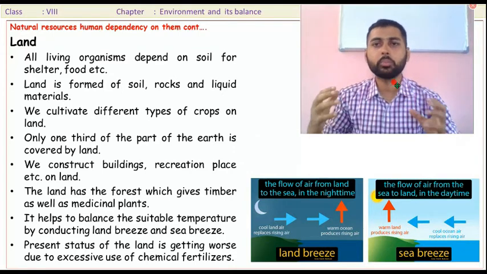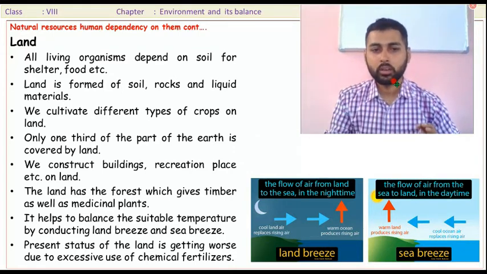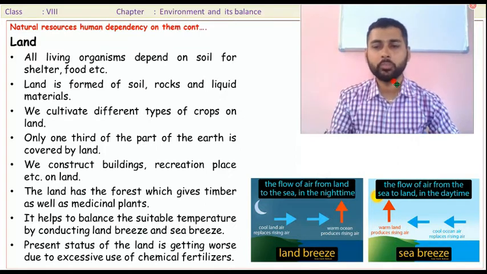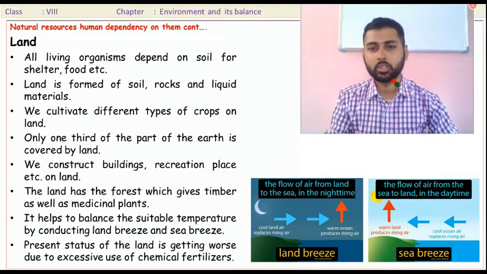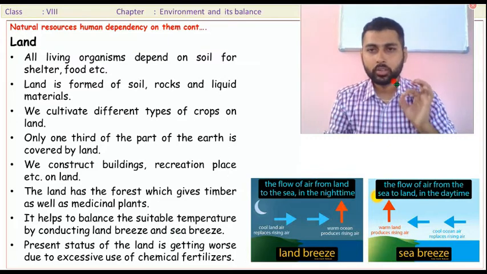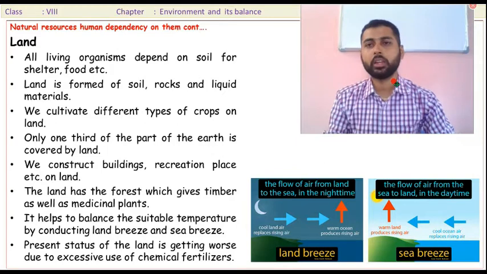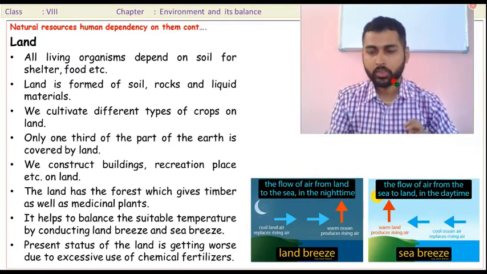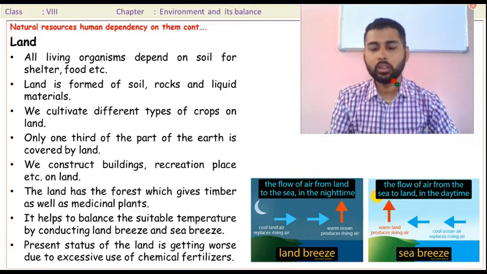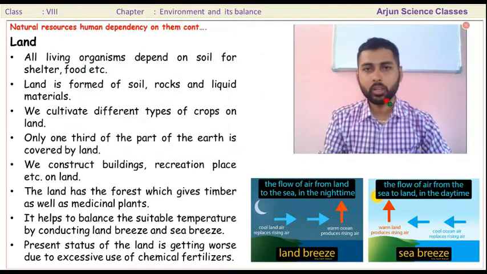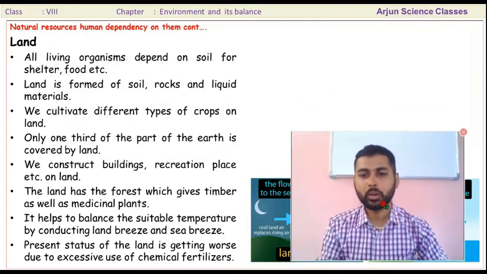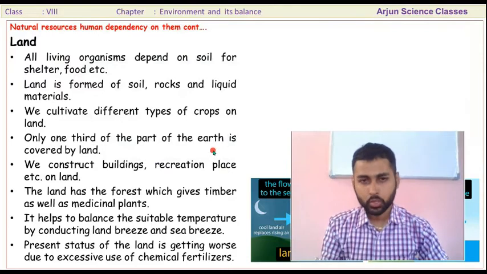Instead of compost manure, people use excessive amounts of chemical fertilizers, and we know that chemical fertilizers only increase the productivity and fertility of the land for a short duration. But overall, chemical fertilizers pollute the condition of the soil and the condition of the environment.